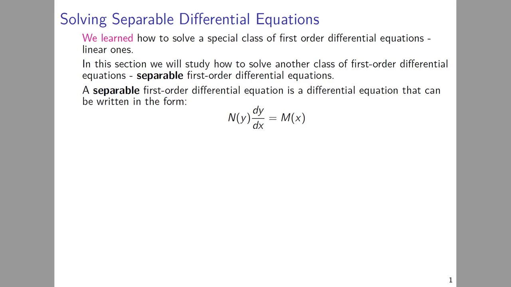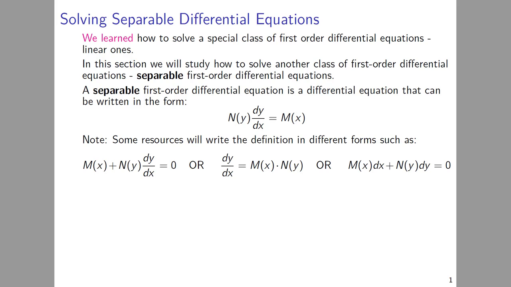dy/dx is equal to m of x. I want to note that some resources will write the definition in different forms, such as m of x plus n of y times dy/dx equals 0, which is just our form with m of x subtracted to the other side, off by a sign, or dy/dx equals m of x times n of y, which we can get from our form by dividing by n of y on both sides, and rewriting 1 over n of y as just some other function of y, again called n of y.